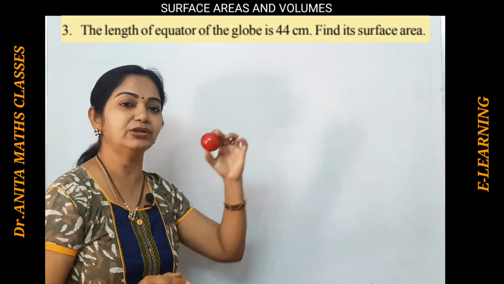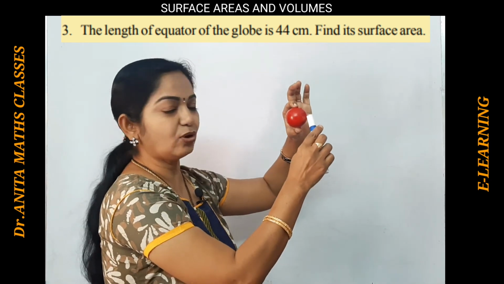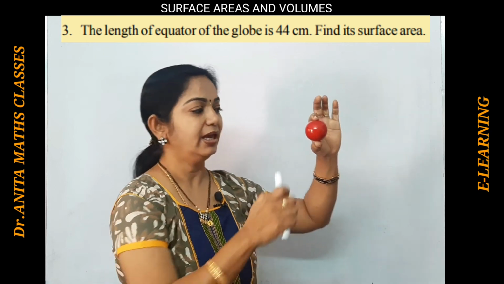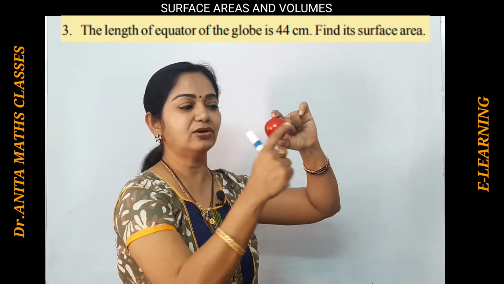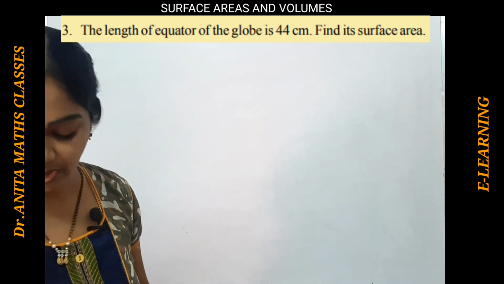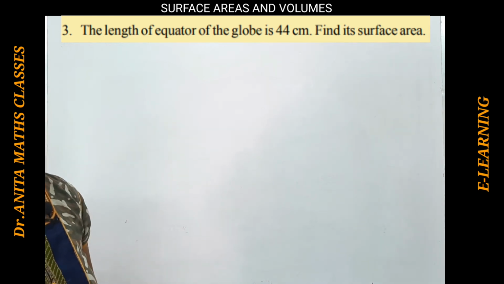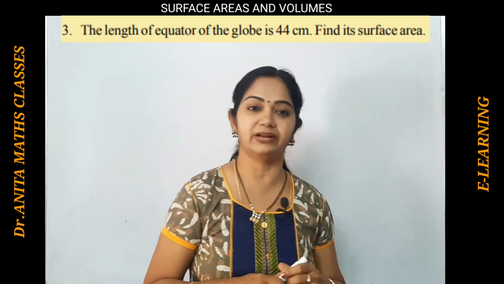So here we need to understand that if I am supposing this as a globe, the length of the equator is not the diameter. It is in circular shape. Though this is a sphere, the length of the equator is in circle shape. So here, given the length of the equator, find its surface area. To find the surface area, we want the radius.